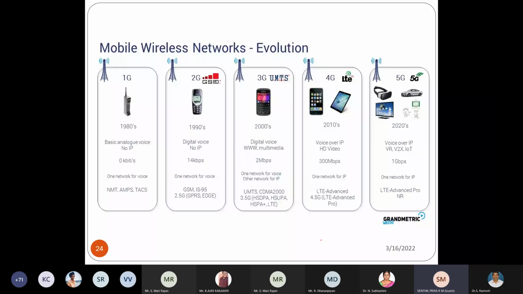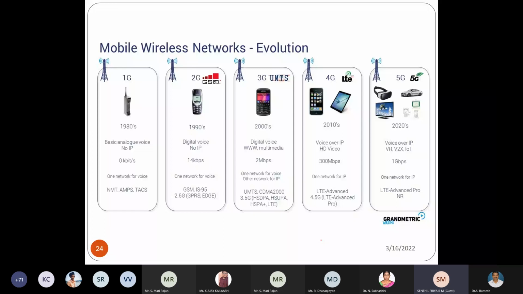And the 2G system, where we went for digital voice processing, where GSM is implemented, that is Global System for Mobile. Here we have GPRS. So what is GPRS? It is General Packet Radio Service, where packet switching technology is introduced, as well as the EDGE system. So what is the EDGE system? It is Enhanced Data for GSM Evolution. These three are implemented in the mobile phone.